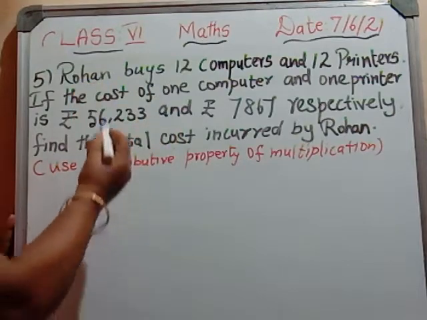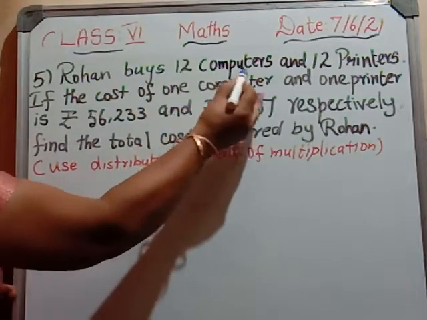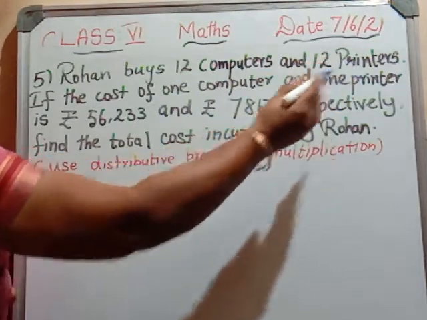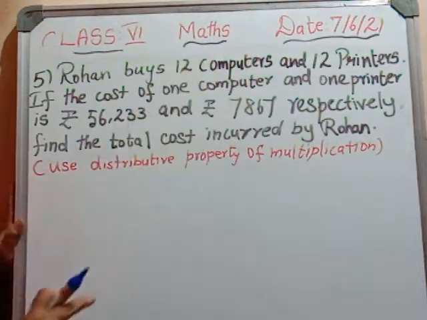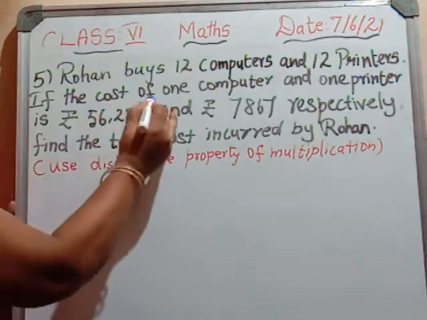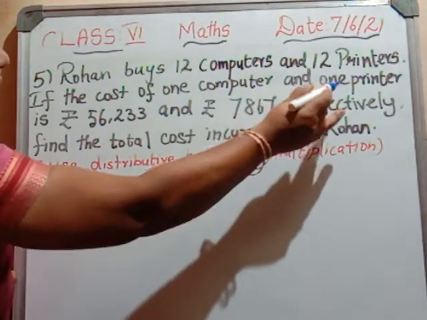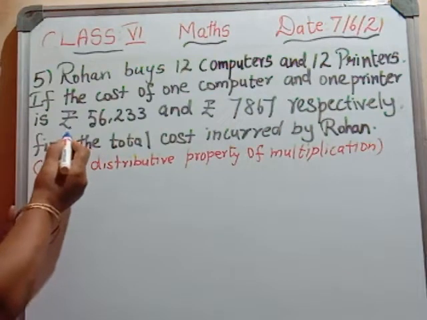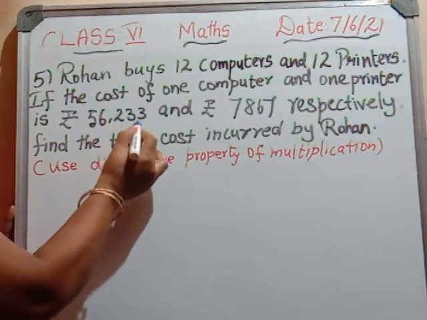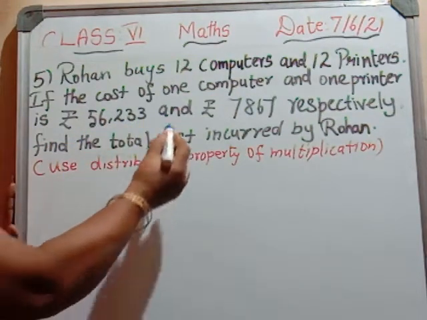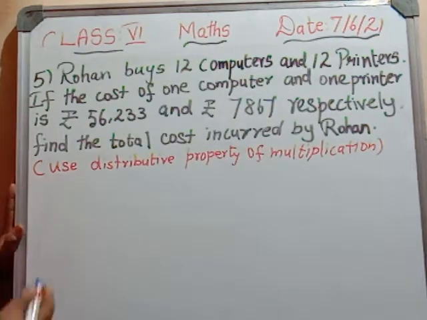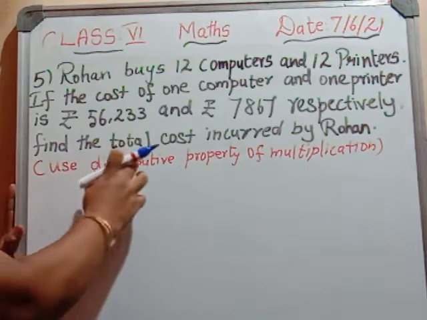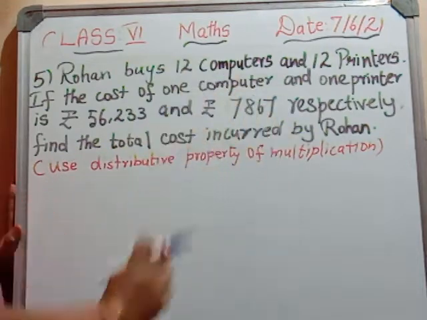This is a word problem. Rohan buys 12 computers and 12 printers. How many computers and how many printers? 12 computers and 12 printers. If the cost of one computer and one printer is rupees 56,233 and rupees 7,867 respectively, find the total cost incurred by Rohan.